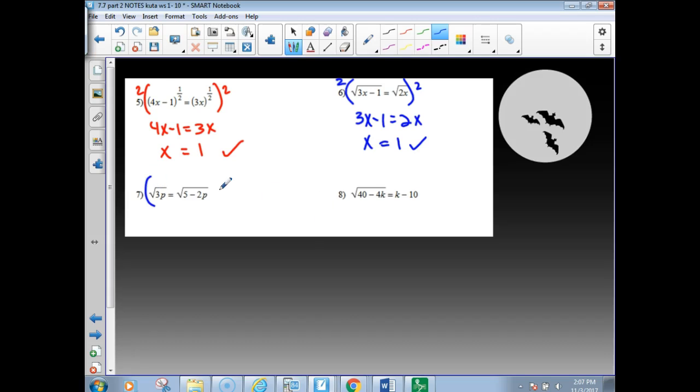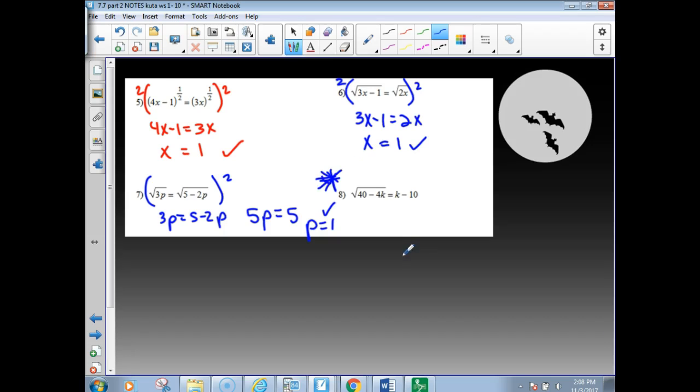All right, then. 7, we got 3p equals 5 minus 2p. Adding 2p, we're going to get 1 again. And that's okay. Doesn't mean the answer of 1 is always okay. It was kind of ironic. All three of those came out to be 1. A program generated the question. Careful.